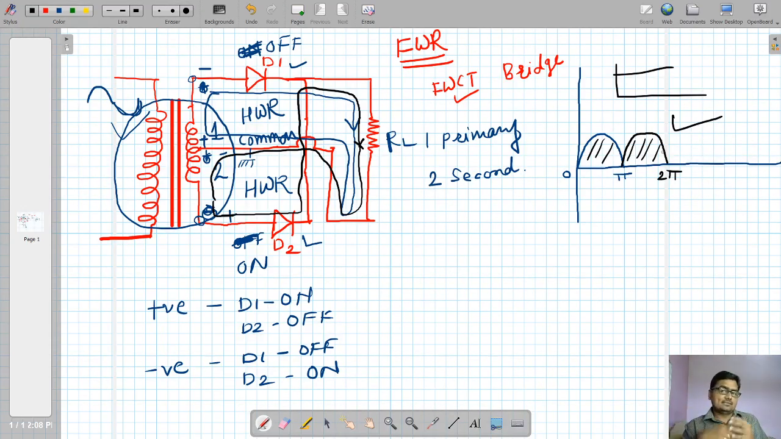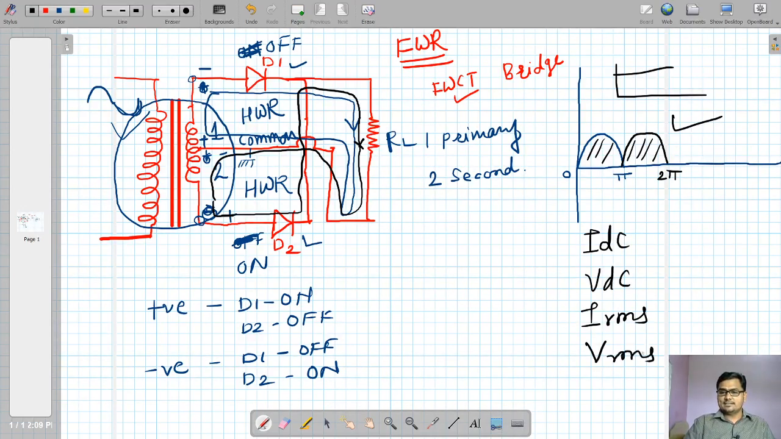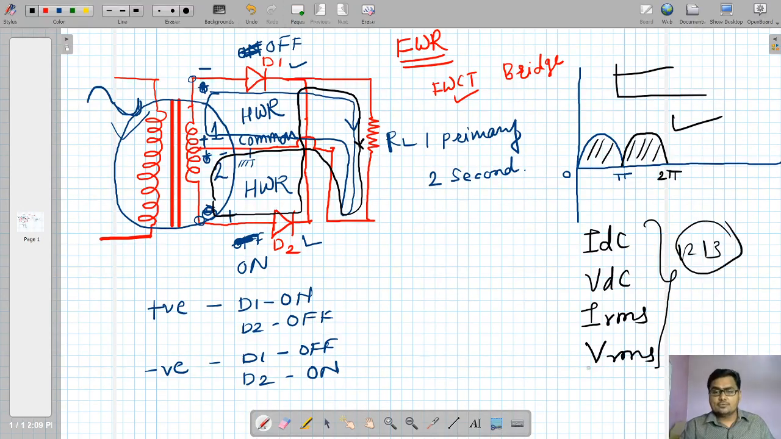So as this is also pulsating DC, again in the analysis we have to find how much DC current is there, how much DC voltage is there, how much AC current is there, or what is the form of AC voltage. Like this, again we have to derive more than 12 or 13 parameters, and we have to analyze this full wave center tap rectifier. So this is about the operation of the full wave center tap rectifier.